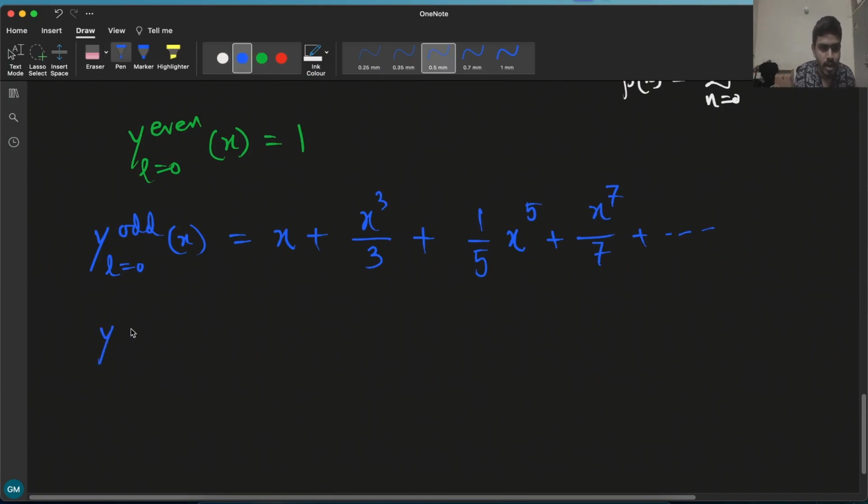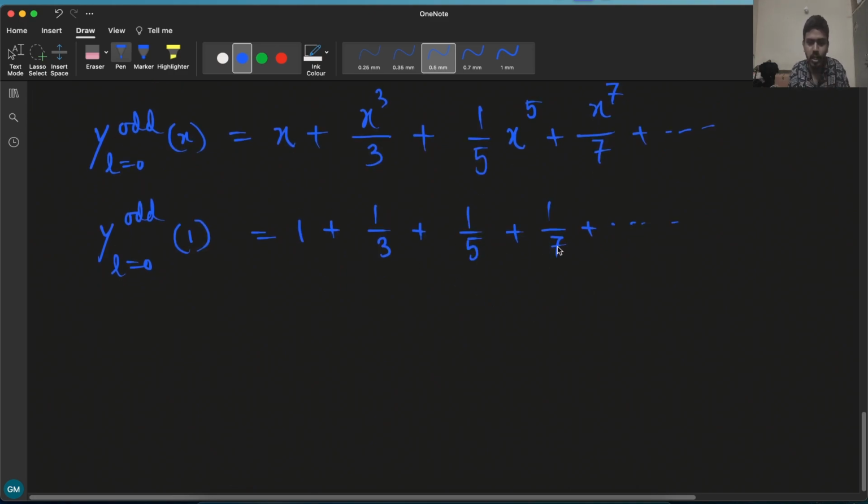Now what happens at x equals to 1? It is 1 plus 1 by 3 plus 1 by 5 plus 1 by 7 plus dot dot dot. So now we need to check whether this series converges or diverges. In order to check that, we already did the ratio test and it fails for x equals to 1. So we need to do some other test, and the test I'm going to do is called the integral test.